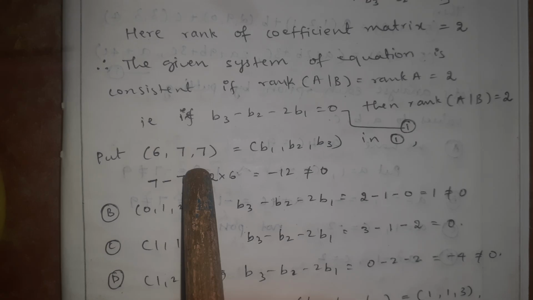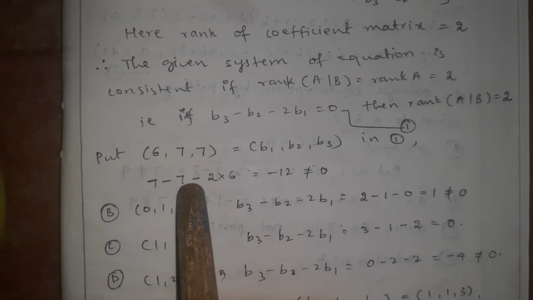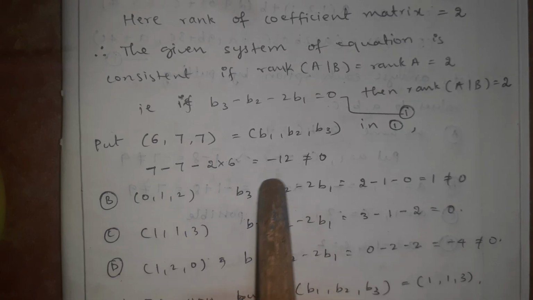Now let us check each option. Option A: 6, 7, 7. Put B1 equal to 6, B2 equal to 7, B3 equal to 7. So you will get B3 minus B2 minus 2B1, and this is not equal to 0. So option A is not true.